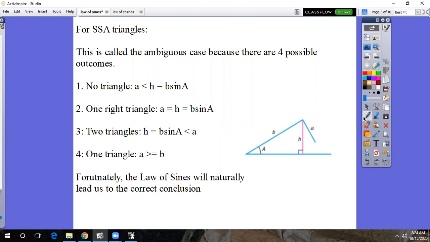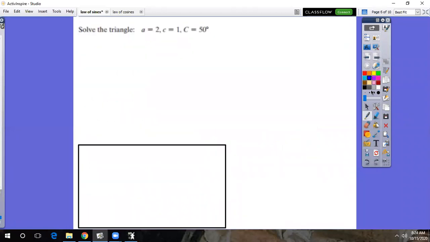All right, so we're going to look at an ambiguous case. Fortunately, when we have this ambiguous case, the law of sines will naturally lead us to the correct conclusion. So we're going to take a look at one of these. We're going to solve this triangle and see what ends up happening. First, we're going to draw ourselves a picture of the triangle. Again, this is not necessarily drawn to scale. I just want to draw what's happening here. So I've got the angle C is 50 degrees.